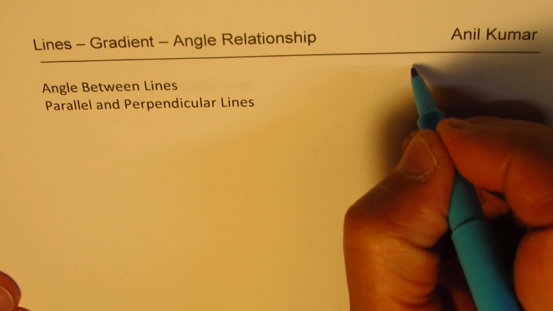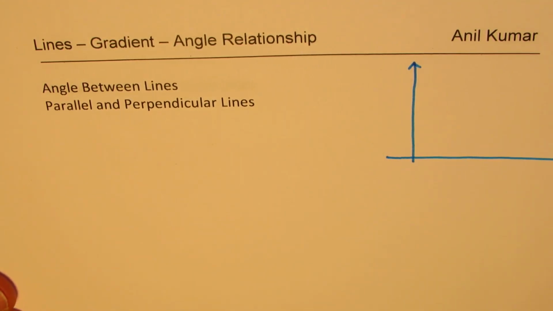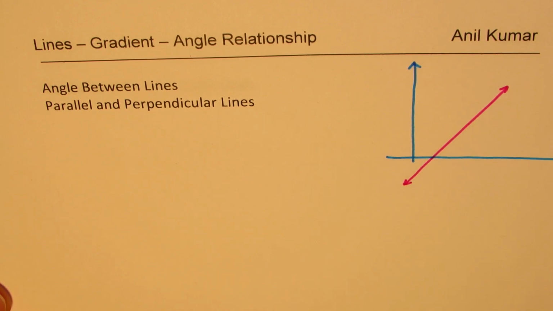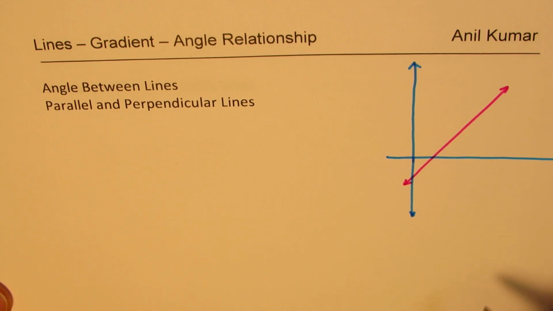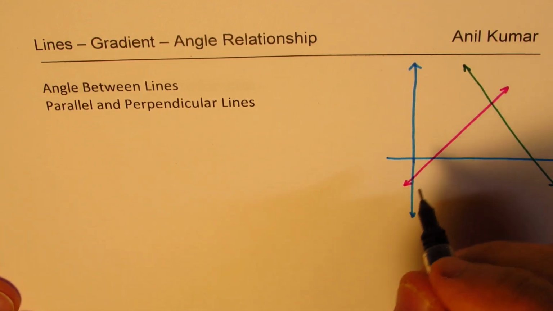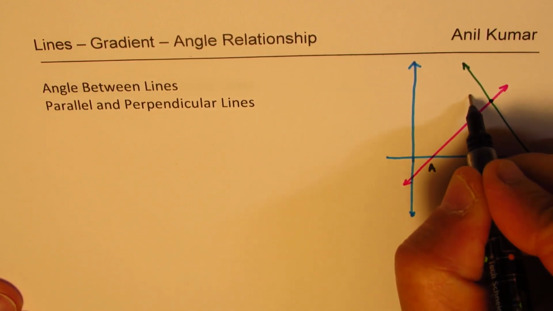So let's first talk about the angle between the lines. Let me again sketch the diagram which we'll refer to. So let us say that we have a line which is increasing. I should have drawn the axis kind of like this. And let's make the other line which is decreasing. So these are two lines. Let's say the points are A, B, and let's say this point here is C.